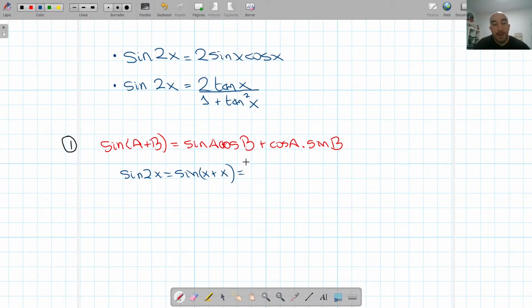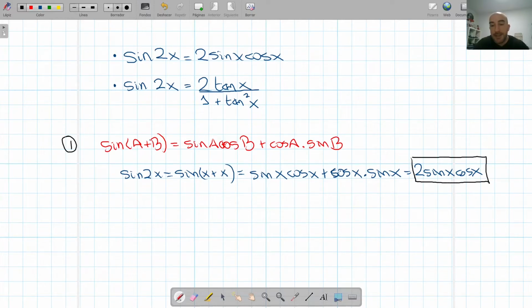So if we apply the formula above, we have sine of x cosine of x plus cosine of x times sine of x. Okay, and so those two are the same, so it's 2 sine of x cosine of x. So here we have the first of the expressions, and that's easy. It's a direct consequence of the sine of a plus b.